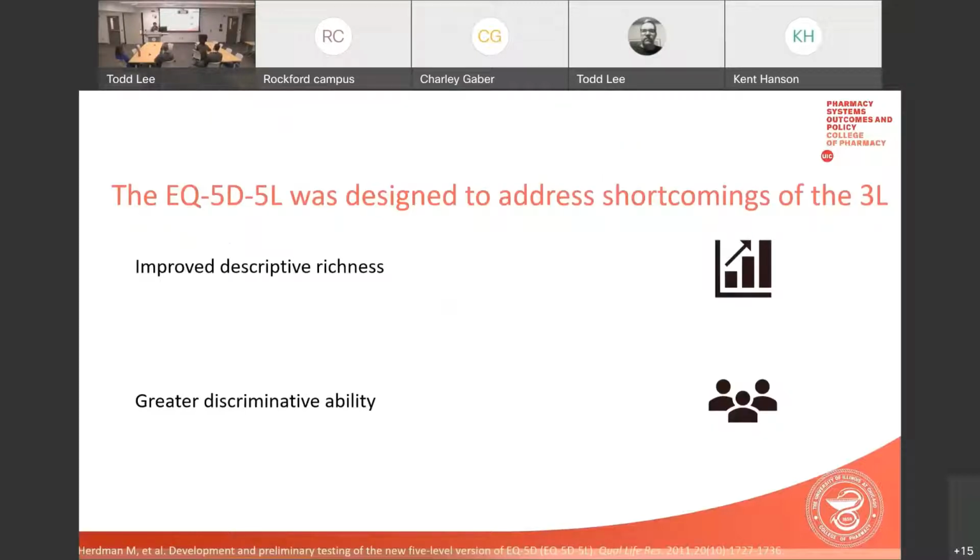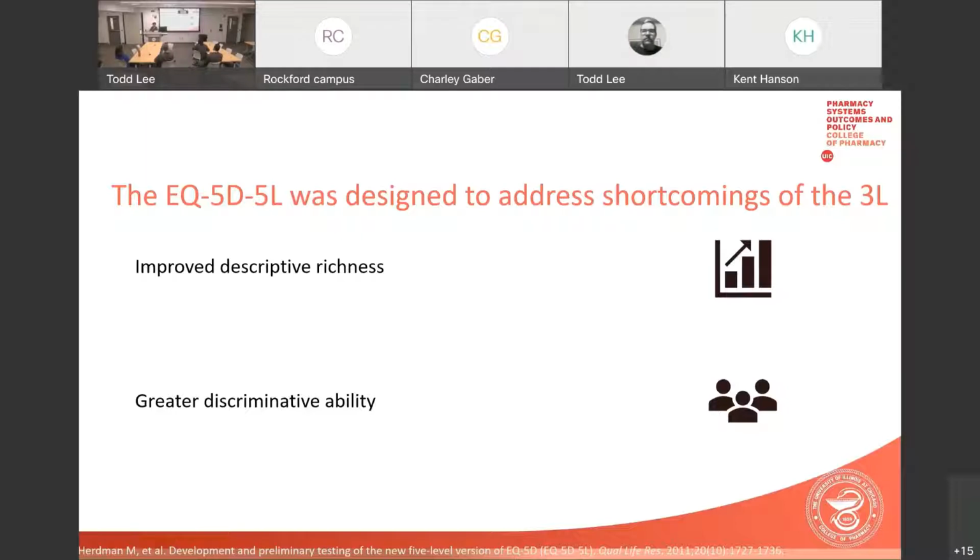So why did we switch over from the EQ5D 3L to the 5L? There's a bit of history lesson here. The EQ5D 5L was introduced in 2009, and it's really to improve upon the shortcomings that were noted with the 3L. So the 5L offers greater descriptive richness. You have more health states, 3,125 possible health states that can be described by introducing these 5 response levels instead of 3.